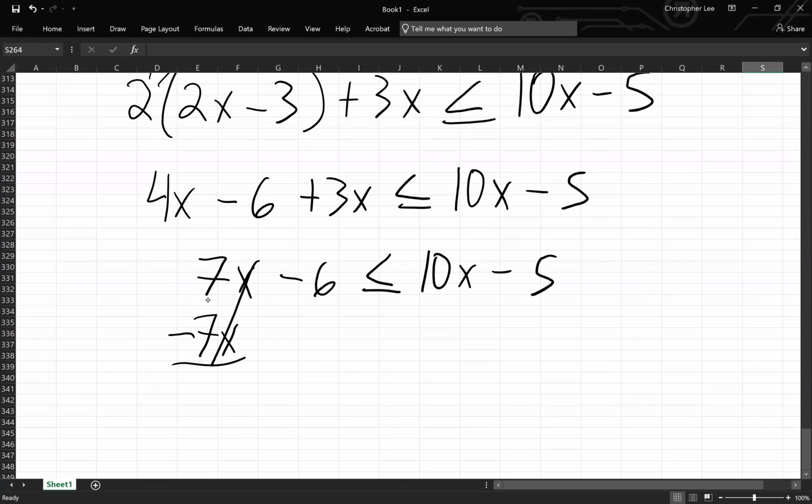But you know what I do to one side of the inequality, I have to do to the other side of the inequality. Subtract 7x from over here. I'm going to add 5 over here. But you know what I do to one side of the inequality, I have to do to the other side of the inequality. So now negative 6 plus 5 is what?